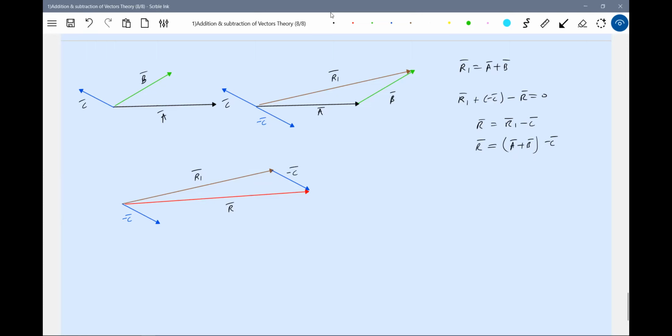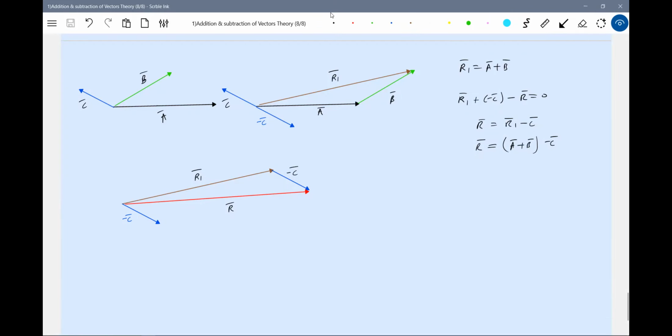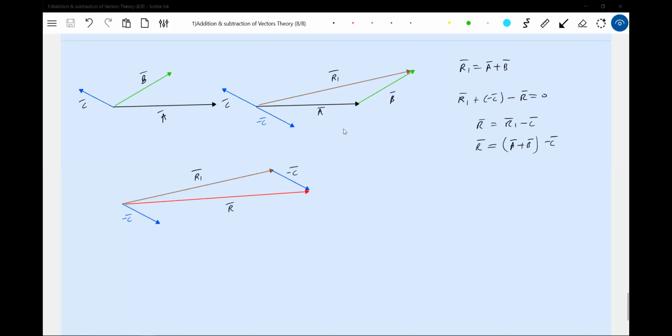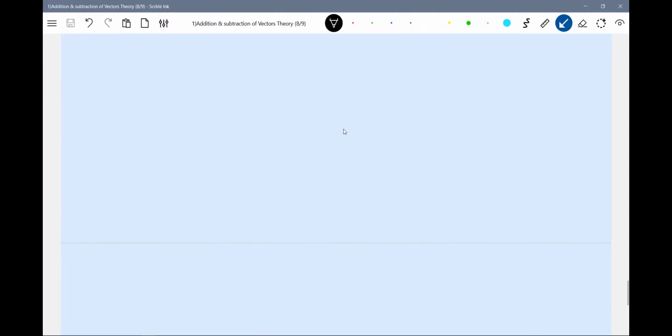This is the same triangle law we were used to for addition; it can also be used for subtraction. After this, suppose there are two vectors, which I think will be very important. There's a vector R1 bar, and there's another vector R2 bar.